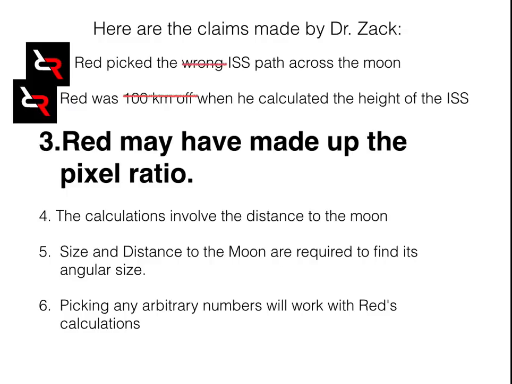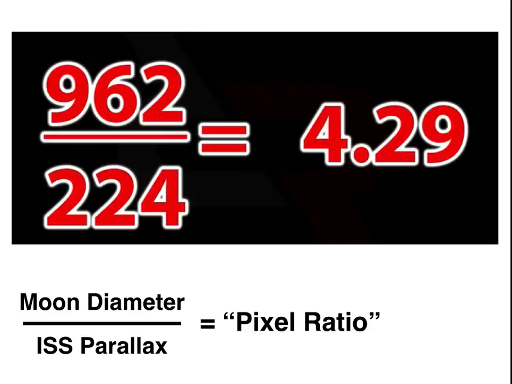All right, point number 3. Red may have made up the pixel ratio. All right, so what is this pixel ratio we're talking about? It's the moon's diameter divided by the ISS parallax, which Red calculated to be 4.29. We'll call that the pixel ratio.